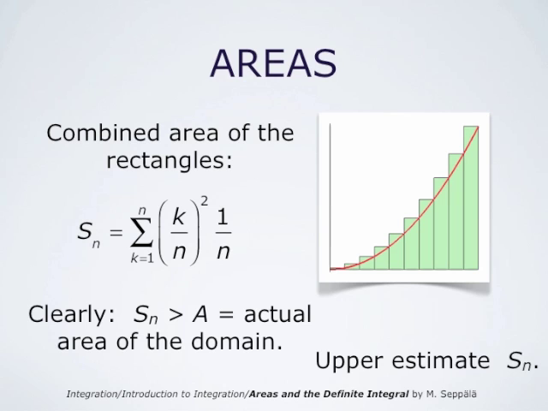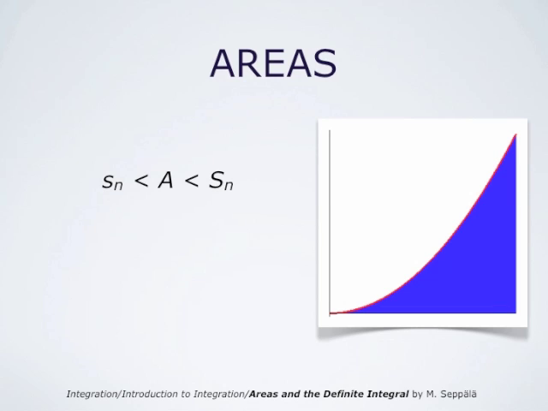And clearly, the combined area of the green rectangles is larger than the actual area of the domain under the red curve, that is, capital S_n is larger than A. So this is our upper estimate for this domain. We have obtained a lower and an upper estimate. The lower estimate is lowercase s_n and the upper estimate is capital S_n.